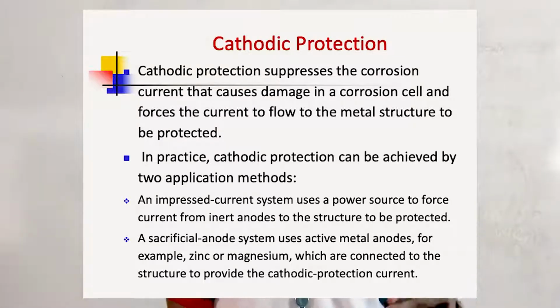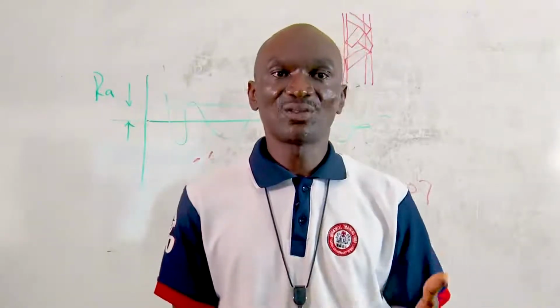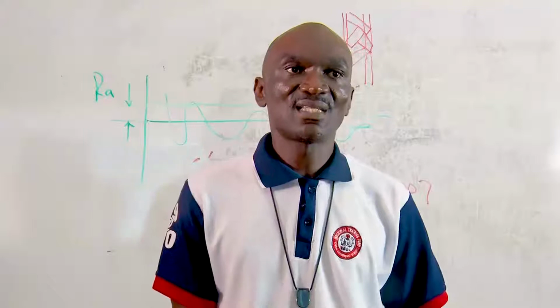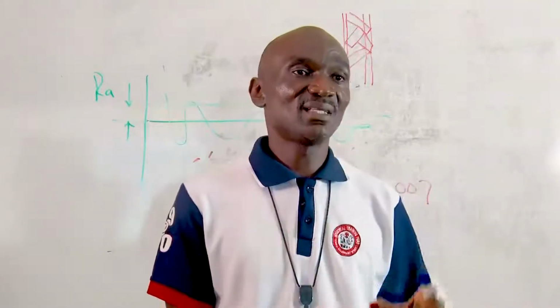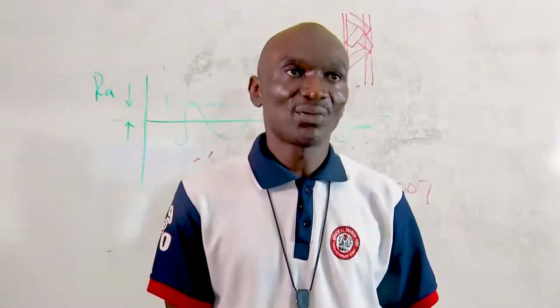The first is an impressed current system that uses a power source to force current from inert anodes to the structure to be protected. And the second one is a sacrificial anode system that uses active metal anodes, for example, zinc, magnesium, or other group 2 metals, which are connected to the structure to provide the cathodic protection current. So it's either you are using the impressed current or you are using the sacrificial anode system. Both of them are forms of cathodic protection.